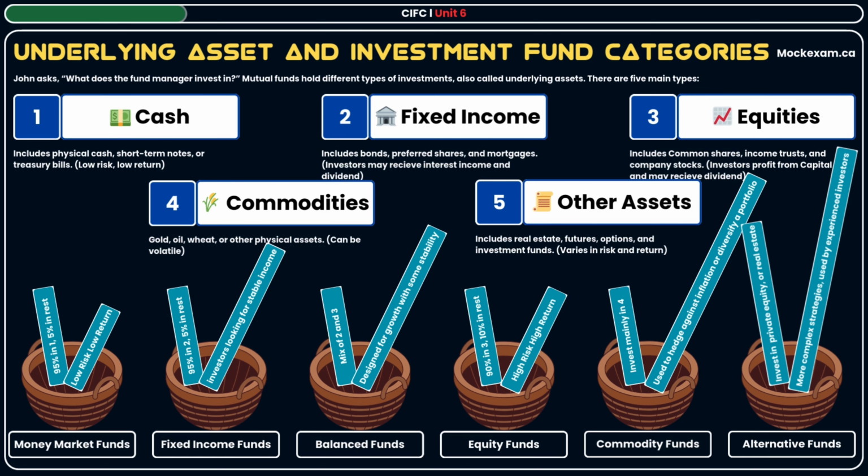We had balanced. Then we had equity funds, which invest in equities. We had commodity funds, where most of the mutual fund is invested in number 4, commodities. And we had alternative funds, which invest in real estate and other non-conventional asset types.